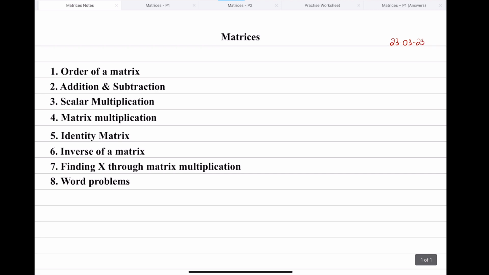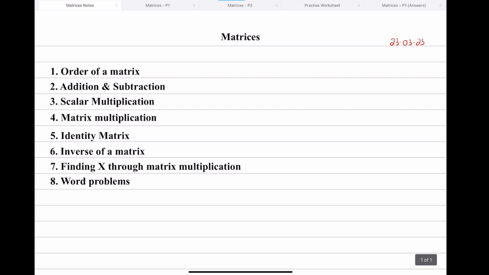Number one is order of a matrix, where we look at a matrix and we decide what is the order, looking at the number of rows and the number of columns. Number two is addition and subtraction of matrices. Then there are two types of multiplication. One is scalar multiplication and the other is matrix multiplication. Scalar multiplication, very easy. Matrix multiplication is a bit tricky, but with practice, hopefully you guys will get the hang of it.